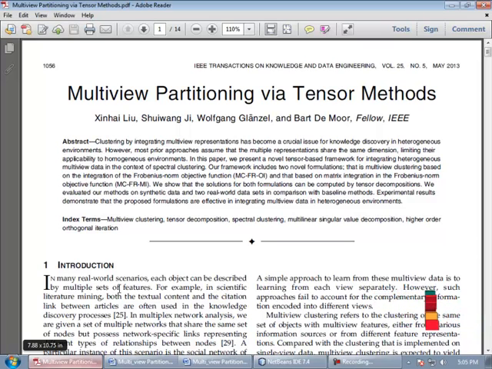So we're seeing now multiview partition via tensor method. In this project we have to cluster heterogeneous datasets. In the existing process, homogeneous datasets are used for clustering.